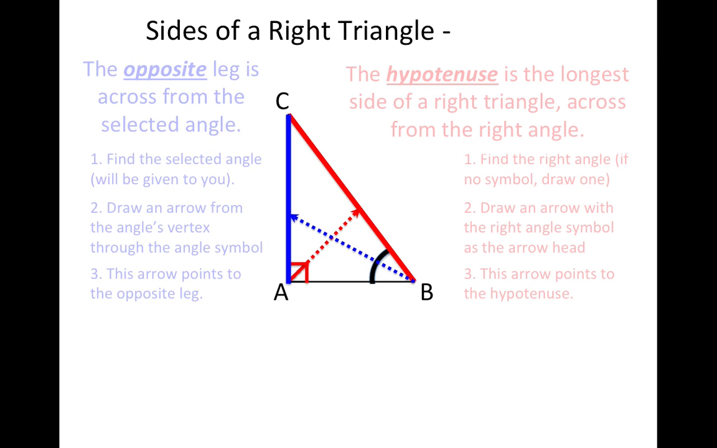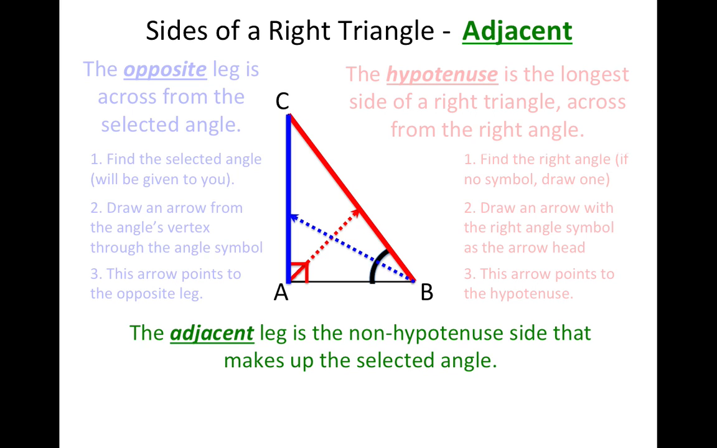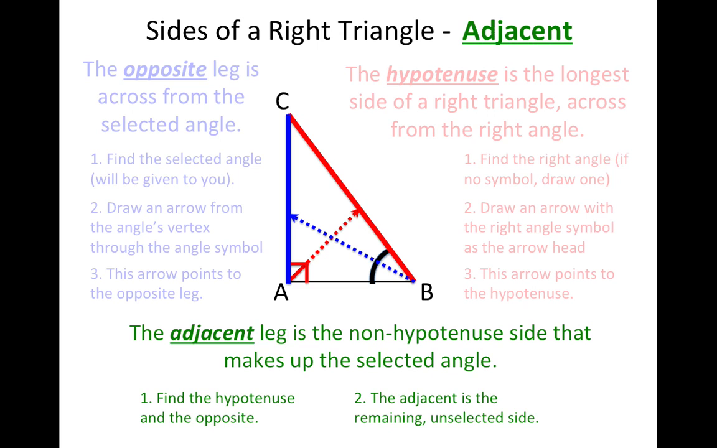Now we're going to talk about the adjacent leg. And the adjacent leg is the non-hypotenuse side that makes up the selected angle. So again, for this one, we're going to talk about angle B. And my first step is to find the hypotenuse and the opposite, which I've already done. They're that red and that blue line there. And then to find the adjacent is the remaining unselected side. So in this case, that side right there in green is my adjacent. So now we know how to find all three sides, the hypotenuse, the opposite, and the adjacent.